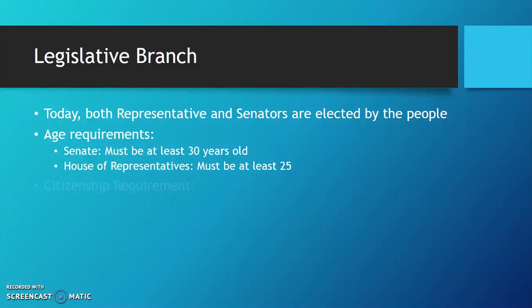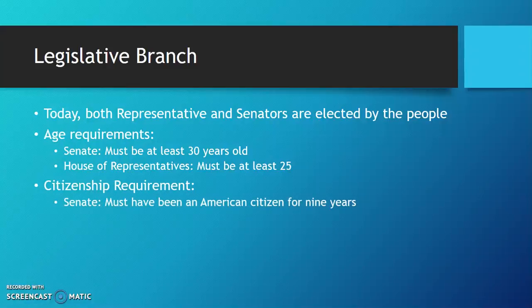There also is a citizenship requirement, which means that you have to live in the U.S. for a certain amount of time. For the Senate, you must have been an American citizen for 9 years.